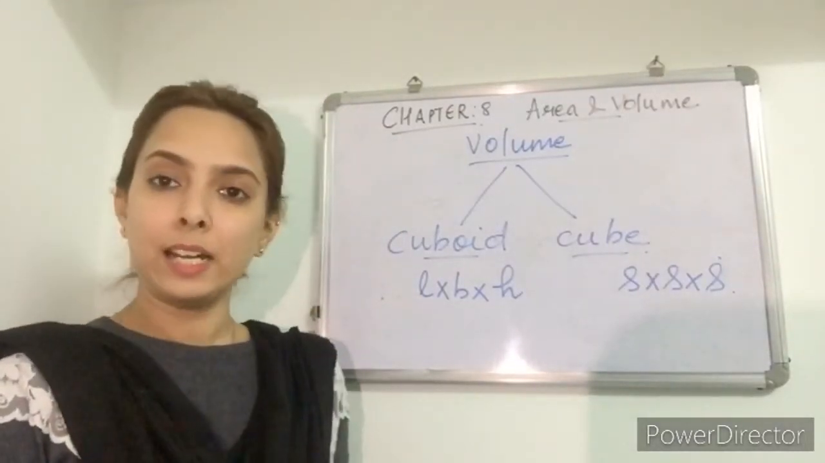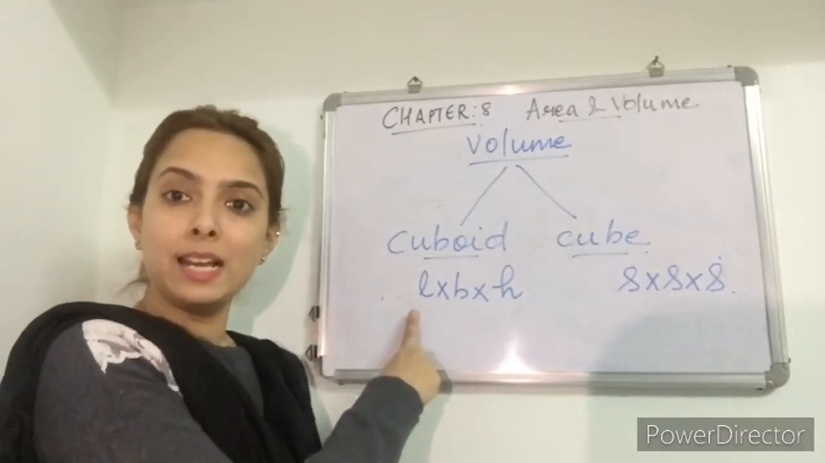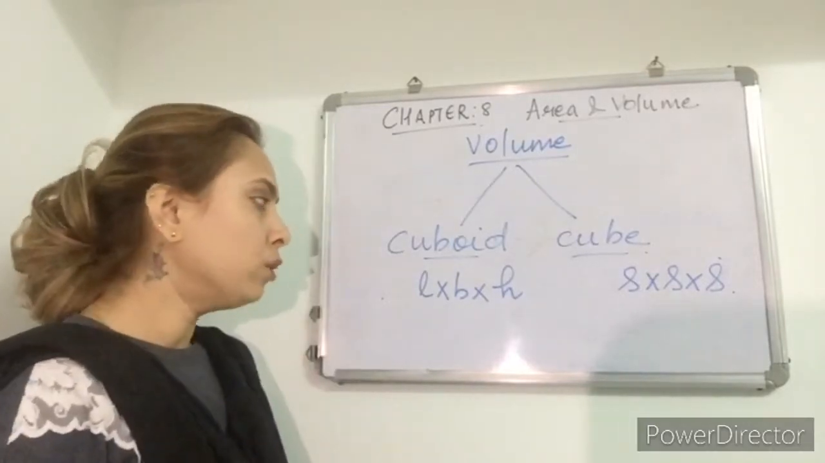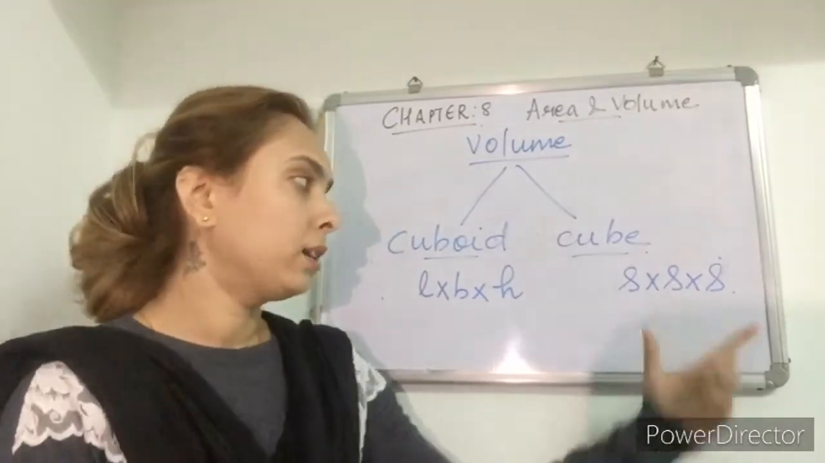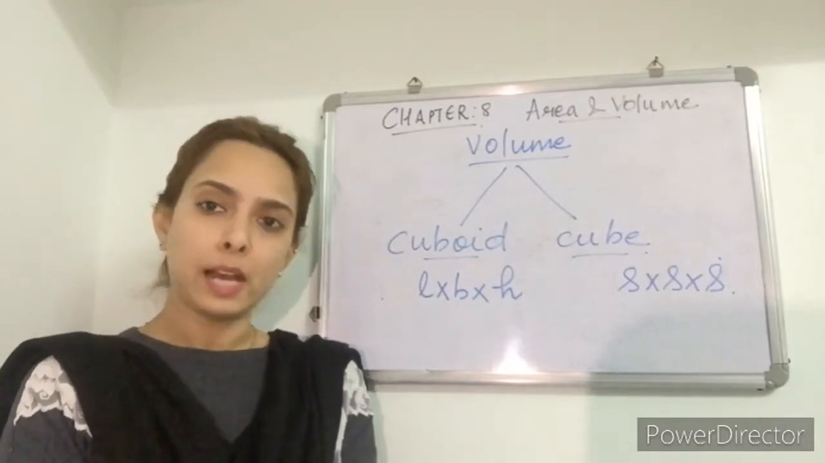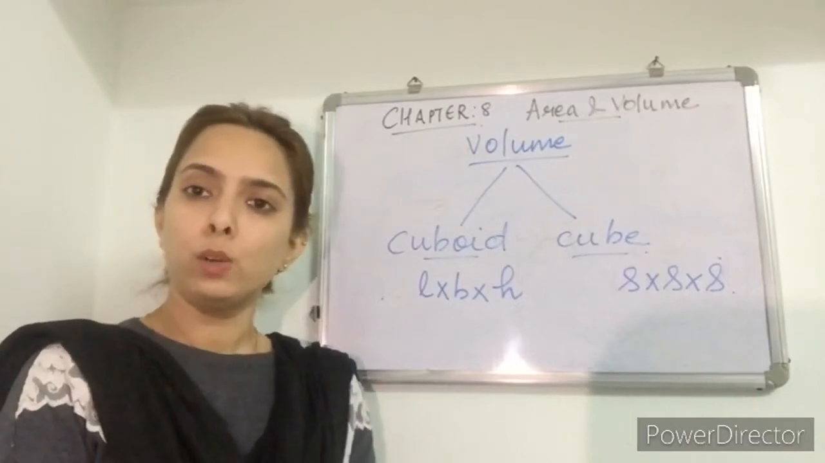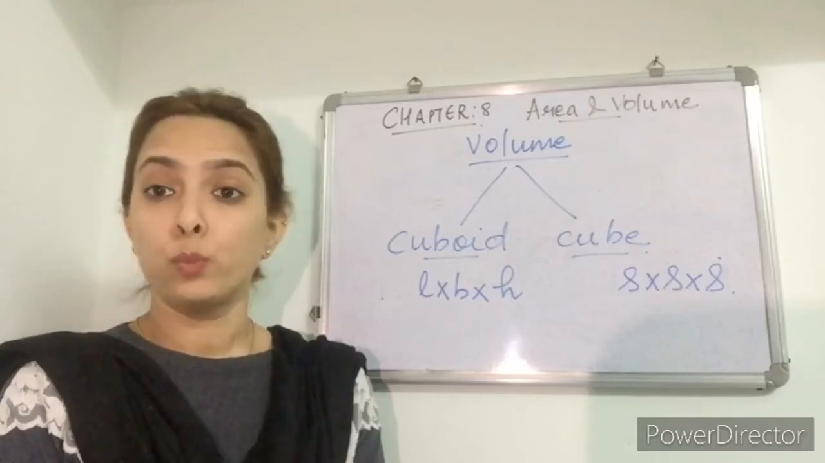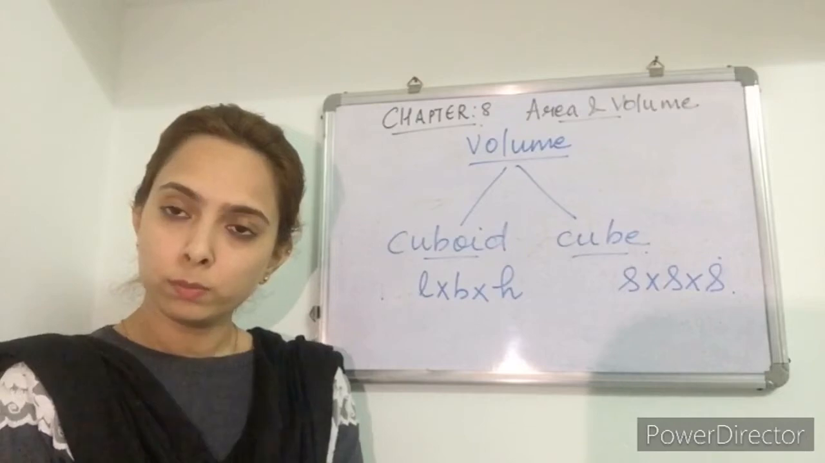So it is clearly understood that volume of cuboid is length into breadth into height. This is the formula of cuboid. Volume of cuboid is length into breadth into height, and volume of cube is side into side into side. So in the next video we will learn how we will recognize which shape is given, how to find out the volume, what is the trick of finding out the volume. Let's start.